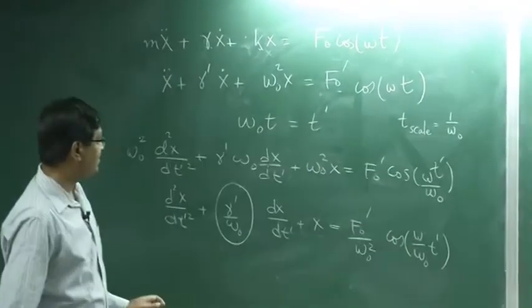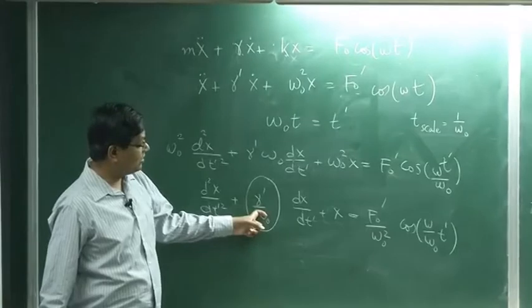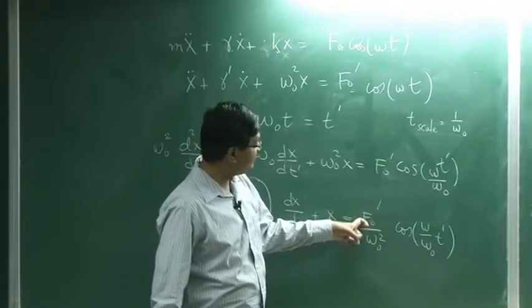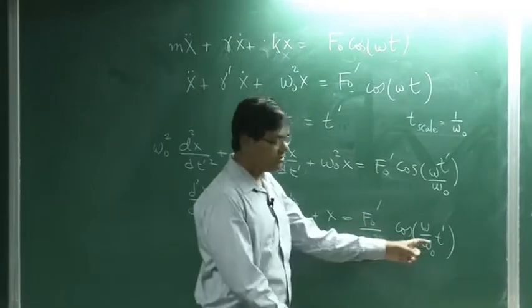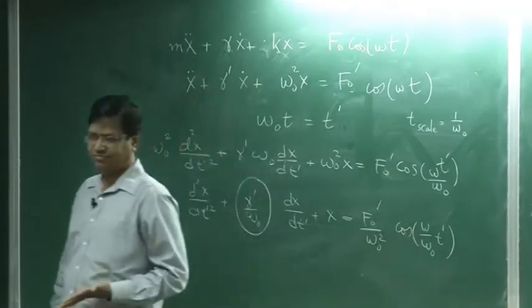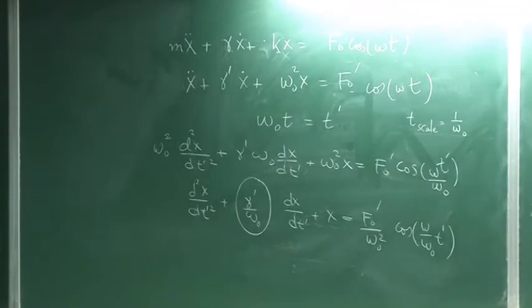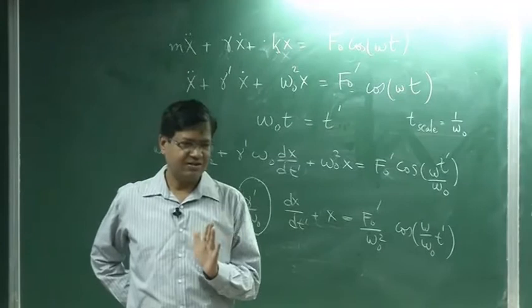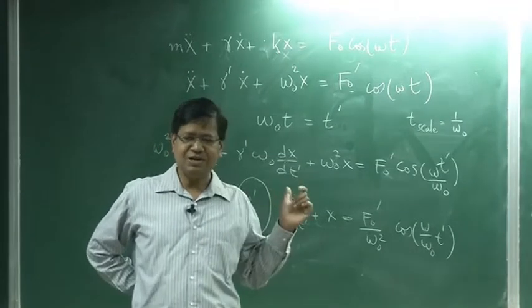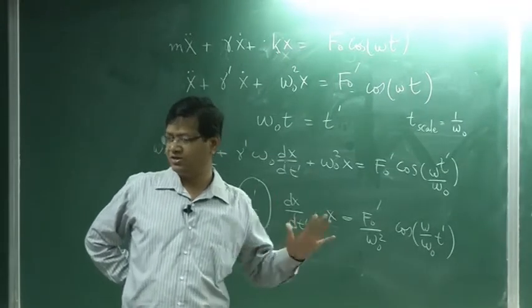So how many variables do I have now? This is 1, 2, please remember f naught prime is f naught by m, and 3. So I reduced from 5 to 3, just by choosing my time scale. My time is now in units of 1. So the time period is not 2 pi by omega naught, it is 2 pi for this problem.